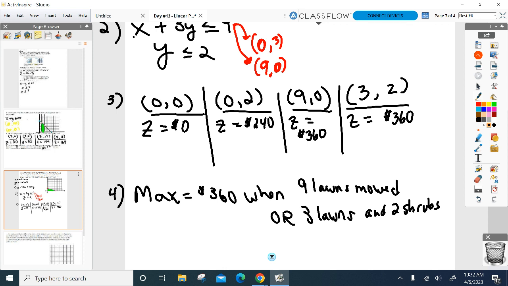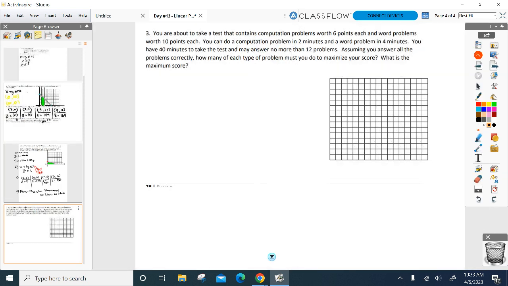So what's that Z equal going to be? Any issues here with the shrubs and lawns before we go to the test? Go ahead and read through the last one here. This has nothing to do with money, so I want to at least do one that didn't have anything to do with it.